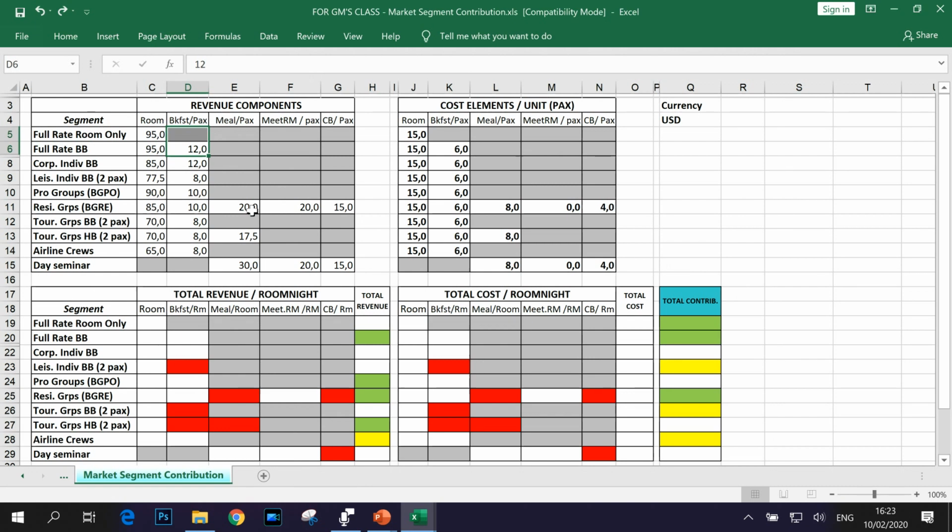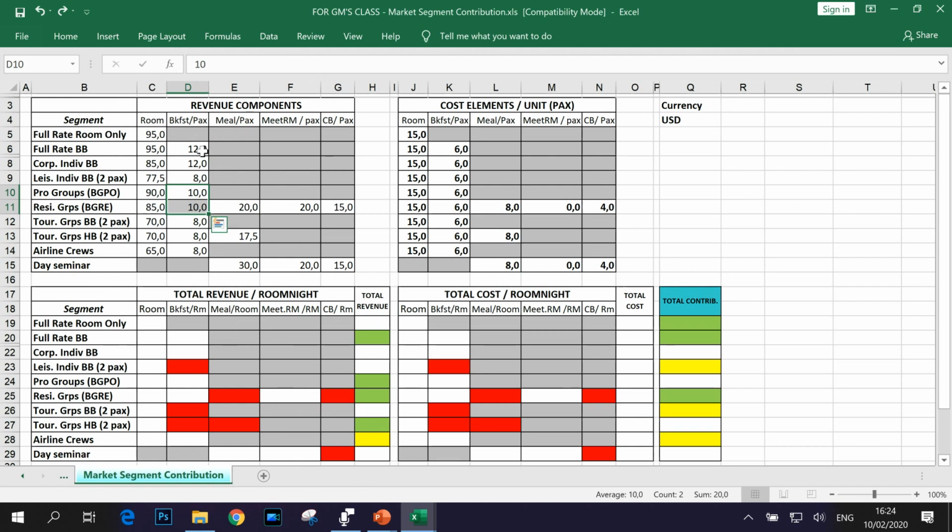Let me show you what we are trying to do here. We have a revenue contribution per pax in terms of each market segment. You can see that full rate has more revenue contribution compared to the tour group or leisure group and airline. And then we have a different breakfast breakdown, revenue breakdown. Full rate, we break down 12 US dollars given to F&B. Leisure individual, tour group, airline, we give 8 US dollars, and then professional group, residential package, $10.